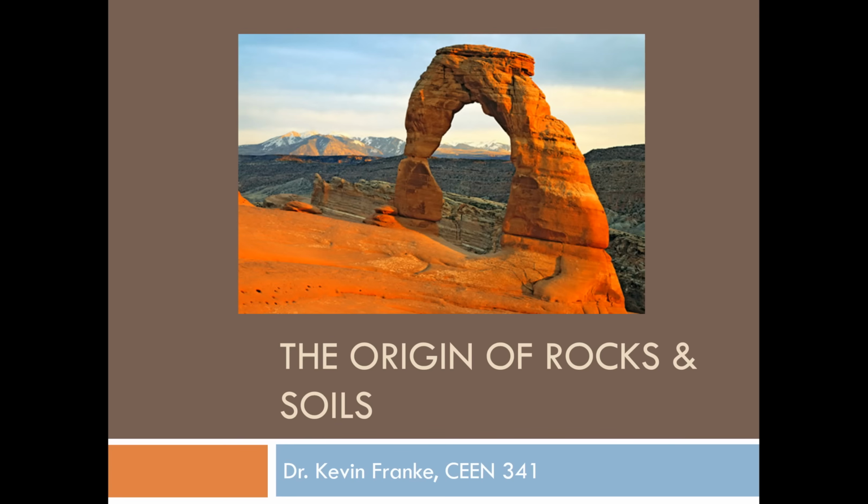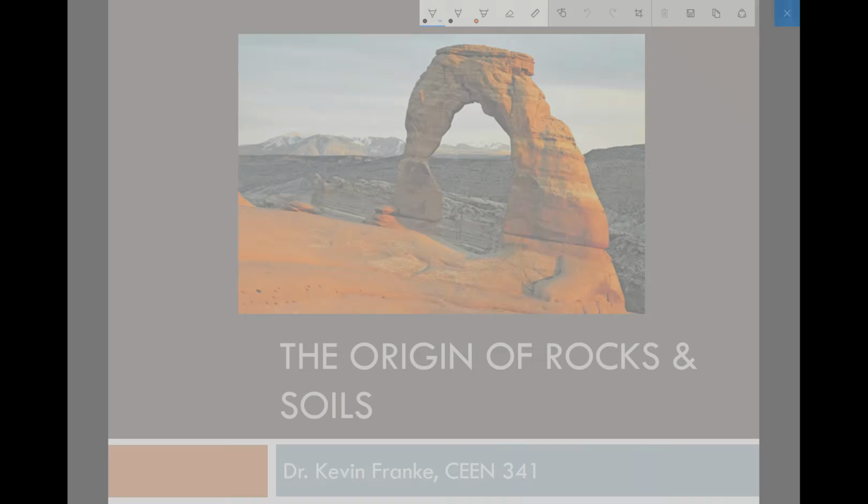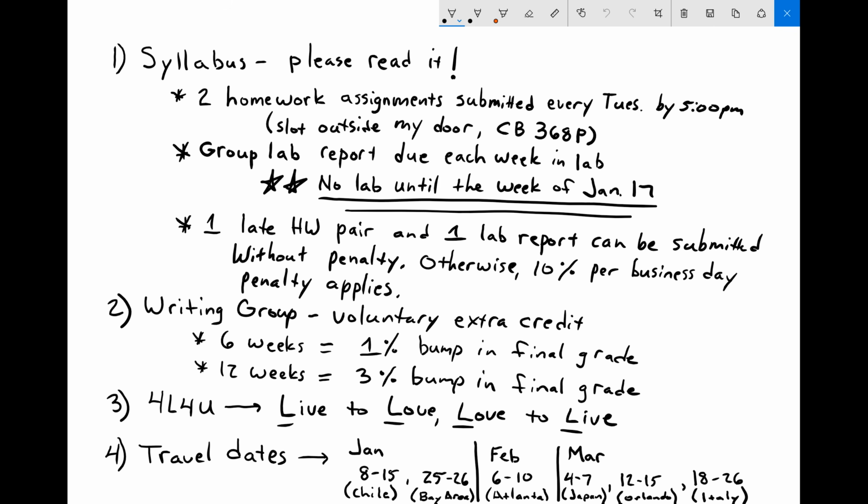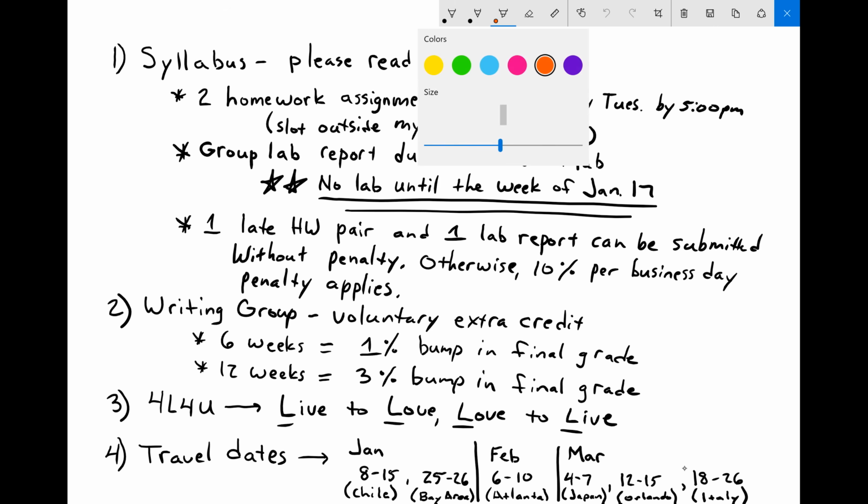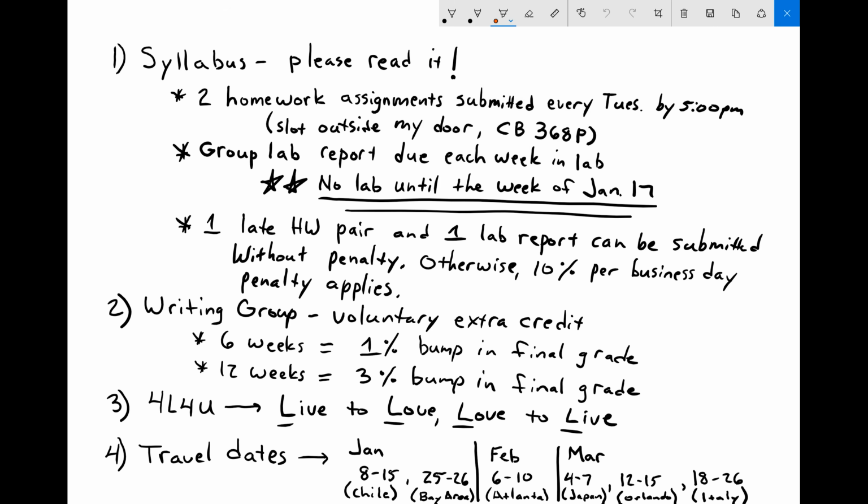A couple of things before I get into today's lecture. These are things that I usually go over on the first day of class, so I'd like to review them with you right now. I'm going to pull up a whiteboard here, and we're going to review a couple of things. So very first thing, I want to talk a little bit about the syllabus. It's really important that you read the syllabus, that you read it in detail, because there's a lot of important things in there that could affect your grade and your performance in the class.